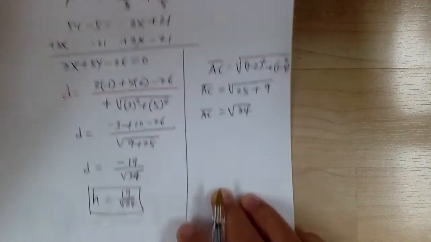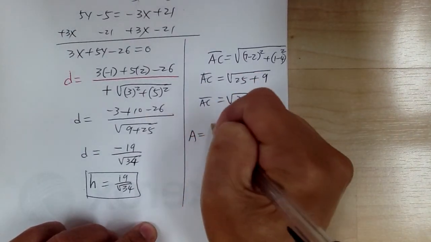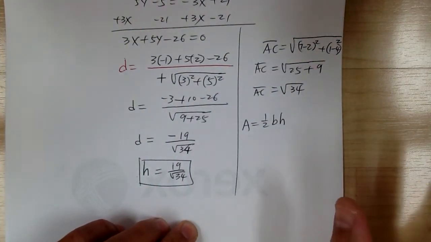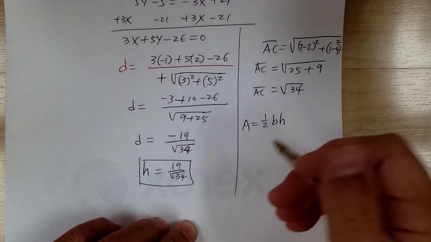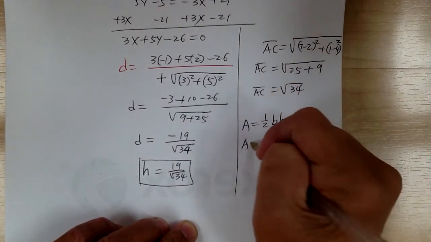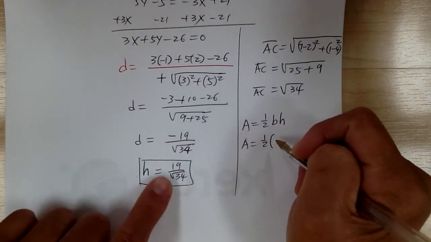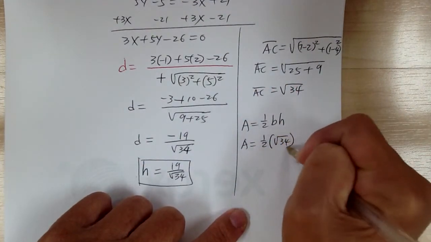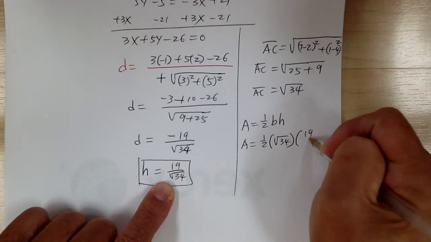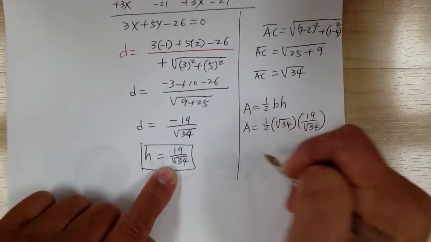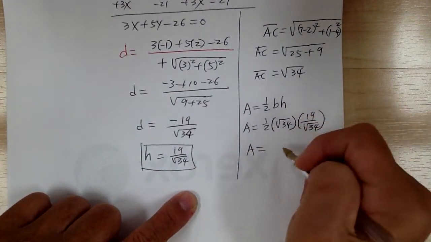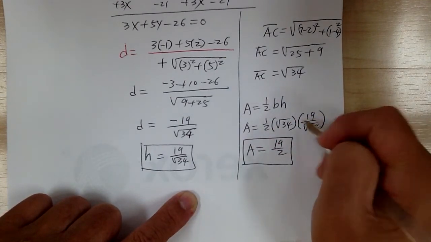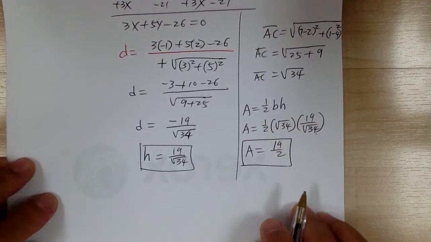So now to figure out the area of the triangle. The area of a triangle is 1/2 base times height. Again, it's very lengthy, very complicated, but you just have to do it step by step and work it out. So area equals 1/2. The base is this over here, AC is your base, and the height is over here, 19 over square root of 34. So the area equals 19 over 2, because the square root of 34 cancels out. Okay, and that's it.